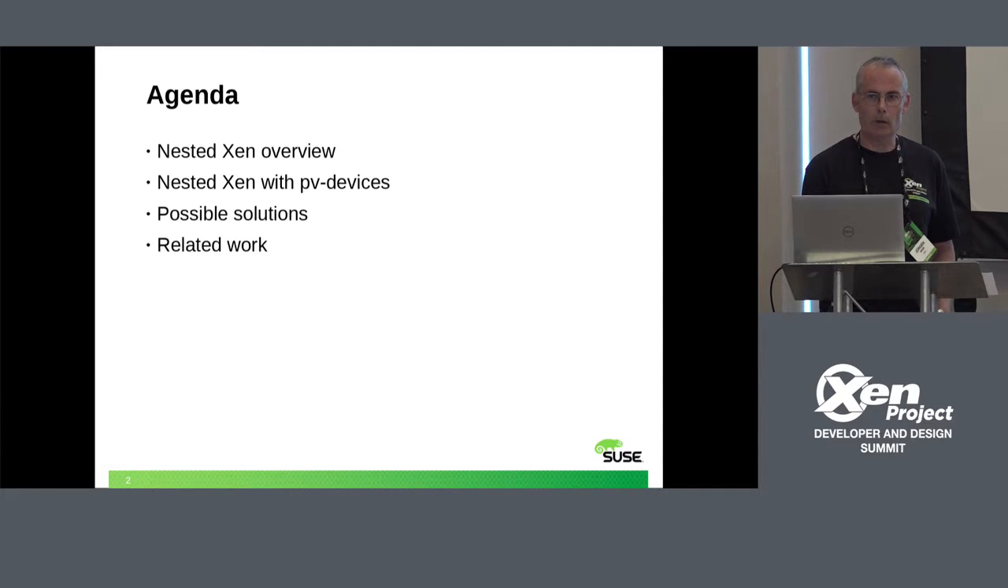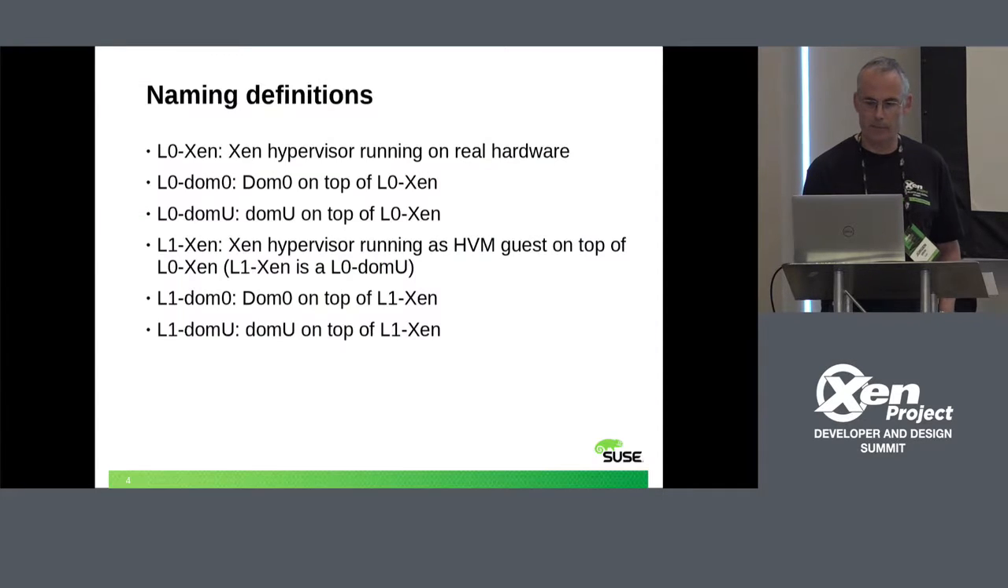So again, a short overview. I think I can go through this very quickly. Nested Xen with PV devices was covered already, and I will concentrate mostly on the possible solutions, and then I think we should have enough time for some questions afterwards.